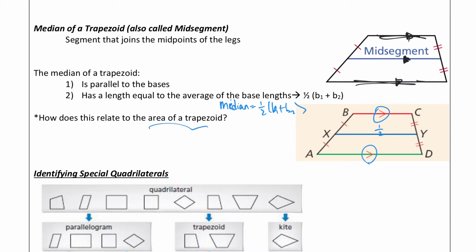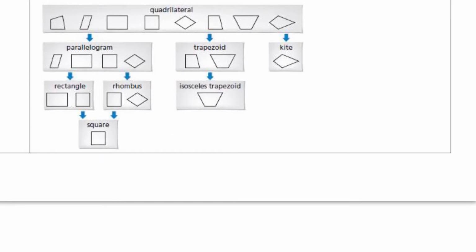So how does this relate to the area of a trapezoid? Well, we know the area of a trapezoid is 1/2 times its height times base 1 plus base 2. Notice here, this is where I'm getting the 1/2 base 1 plus base 2. All right, let's move on.